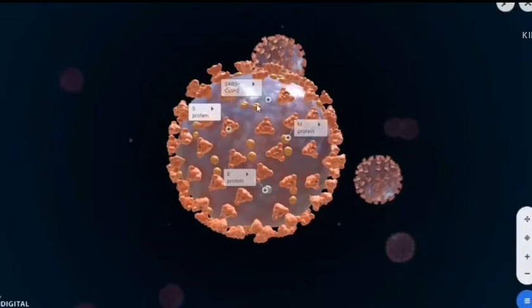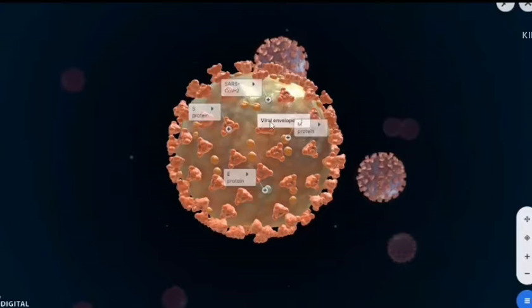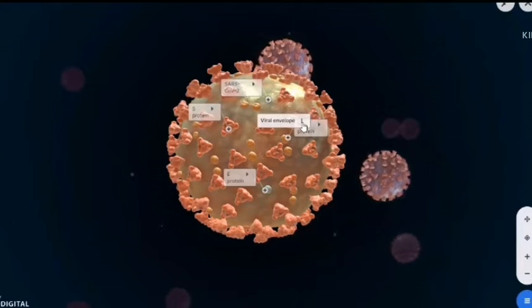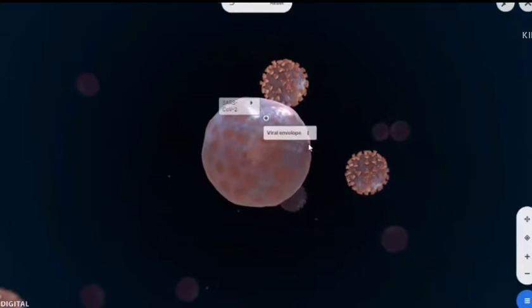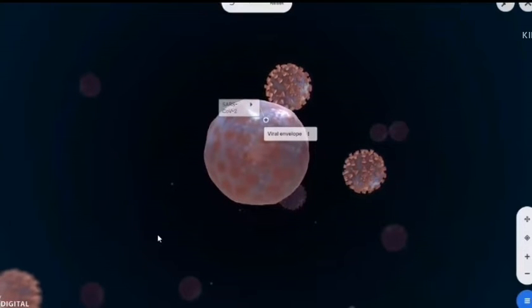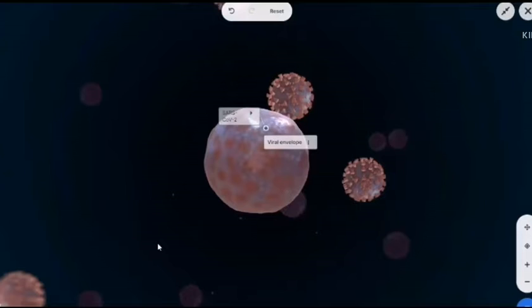After this, let's talk about the viral envelope. Underneath all this protein, there's this thing called the viral envelope. So this thing is the viral envelope. This is the virus's outer layer and is derived from the host cell membrane, like ourselves or the animals.